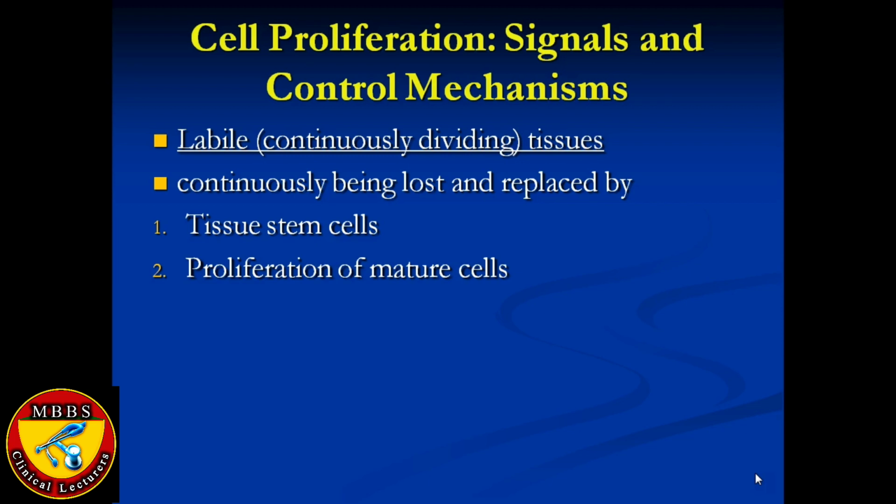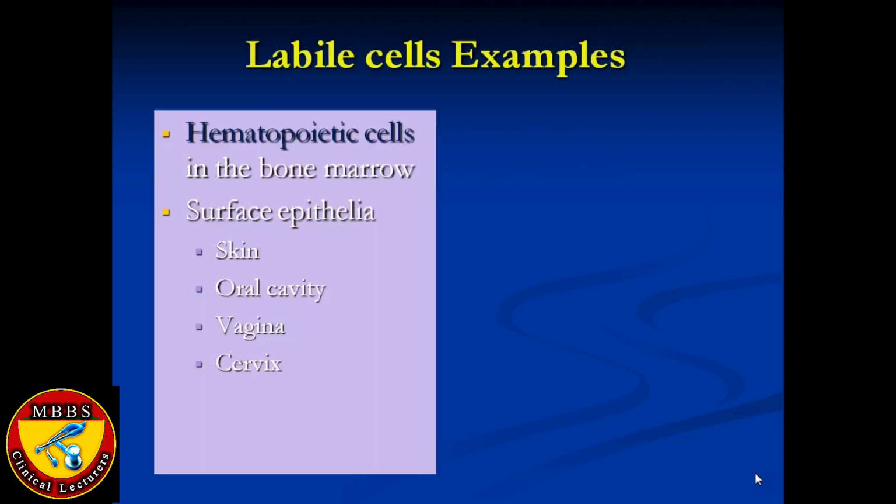You know that these skin cells are shed off after every, say, 7 to 10 days, and they are replaced by new cells. And where do these new cells come from? They come from the proliferation of mature cells and also from tissue stem cells. These tissue stem cells are present in small spaces which are known as niches close by.